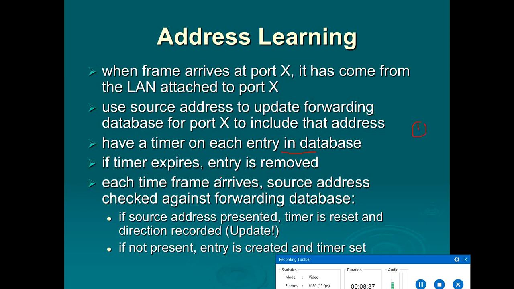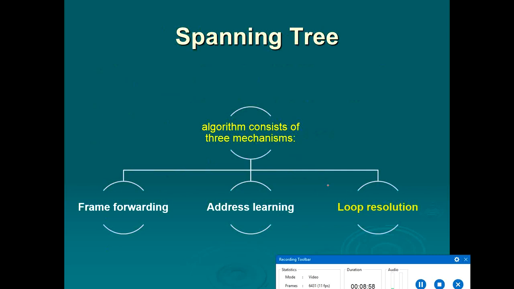Each time a frame is received, the sender's source address is checked in the database. If the element is already in the database, the entry is updated and the timer is reset. If the element is not in the database, a new entry will be created and a timer is set for that new entry. So that is how the address learning mechanism works.